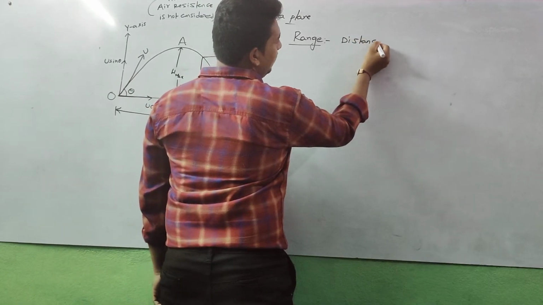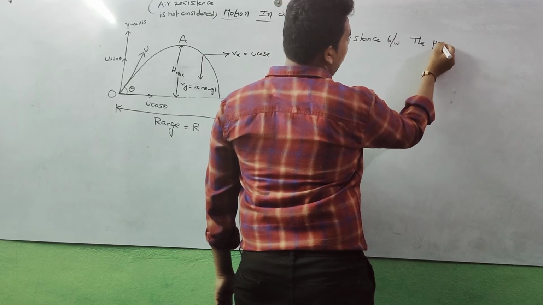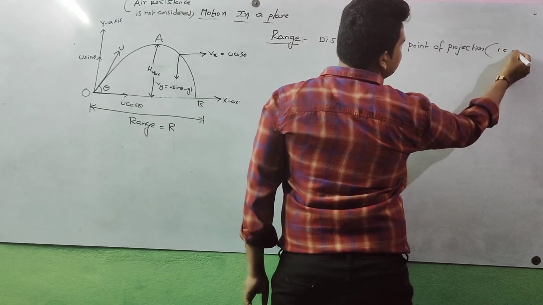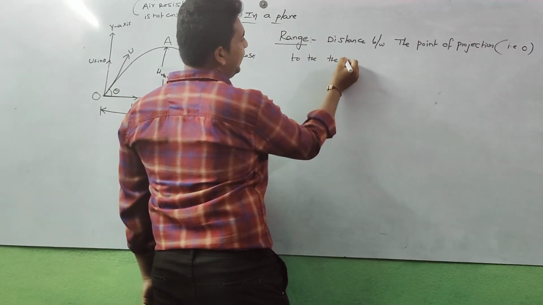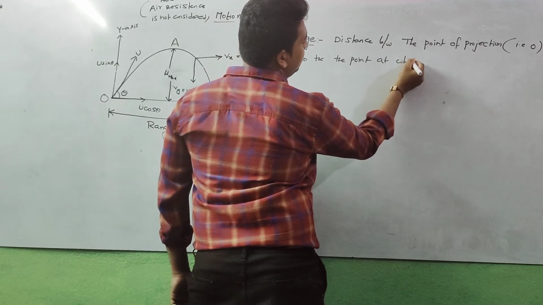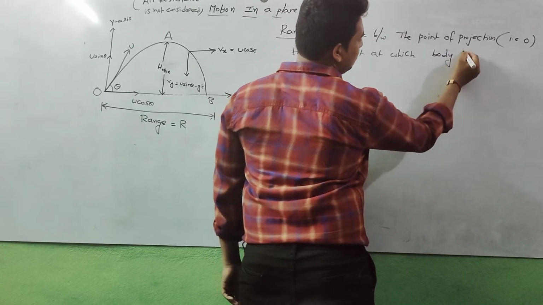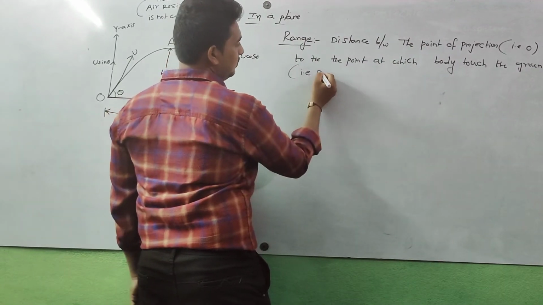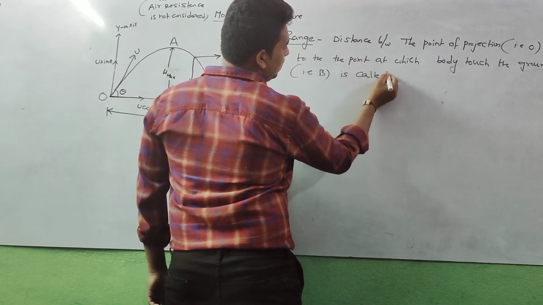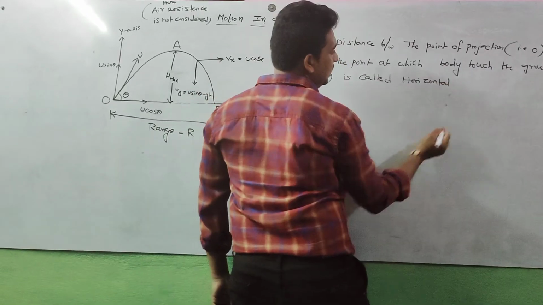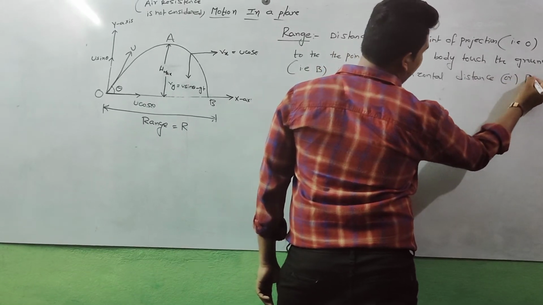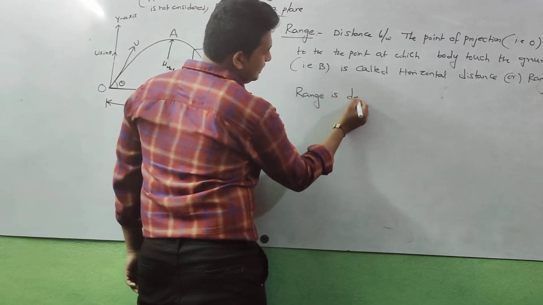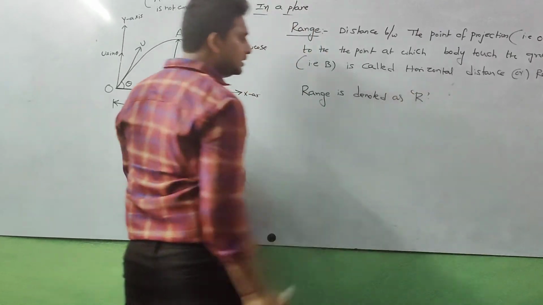The distance between the point of projection, which is O here, and the point at which the body touches the ground, that is B, is called the horizontal distance or range. This range is denoted as R.